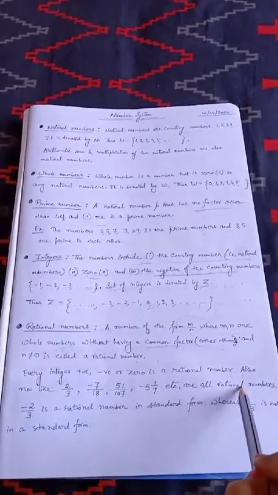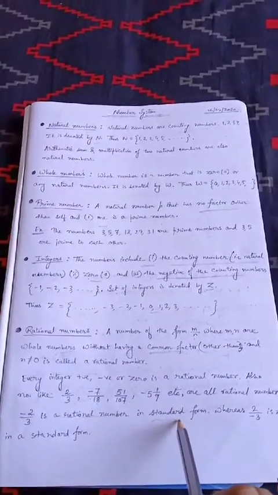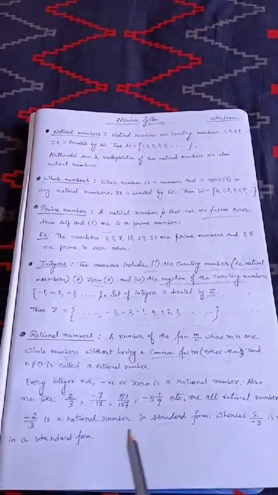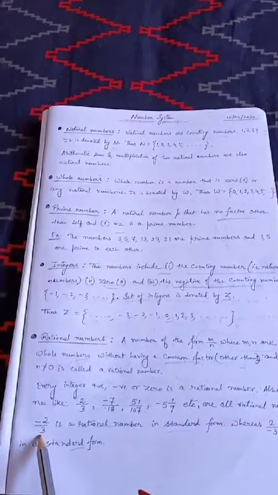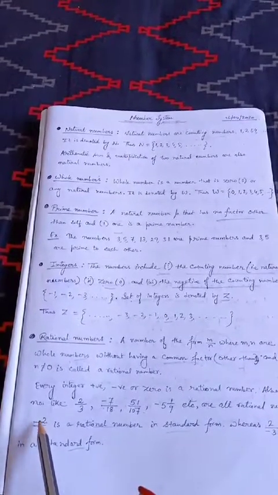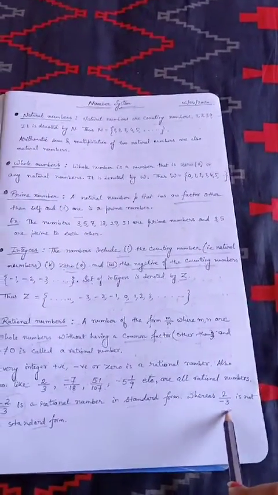are all rational numbers. Minus 2 by 3 is a rational number in standard form, whereas 2 by minus 3 is not in standard form. That means the denominator cannot be negative, but the numerator can be written as negative. So that will be the standard form, not this.